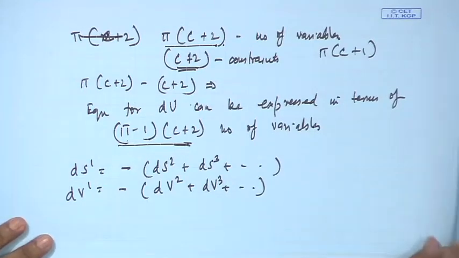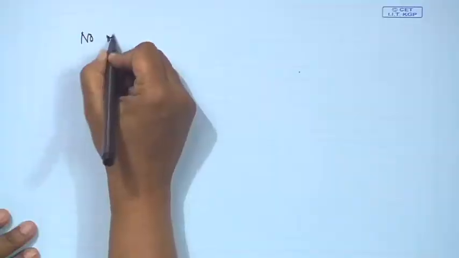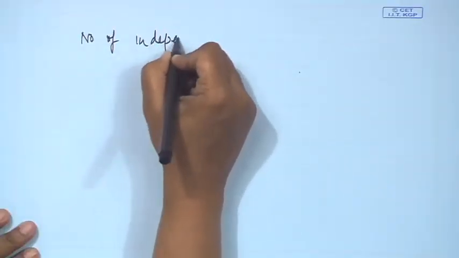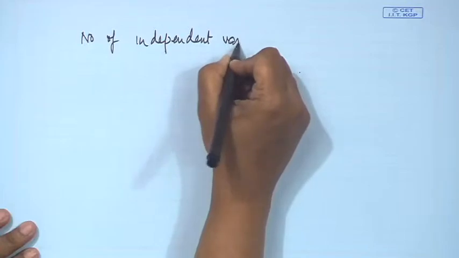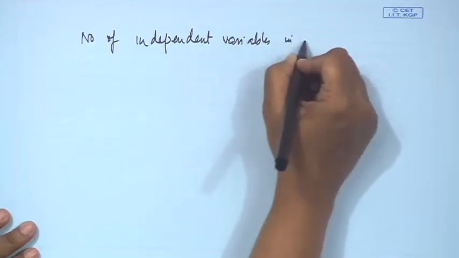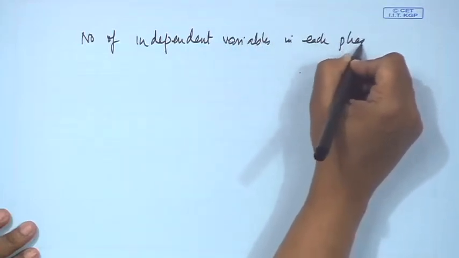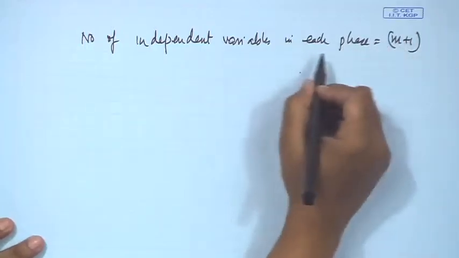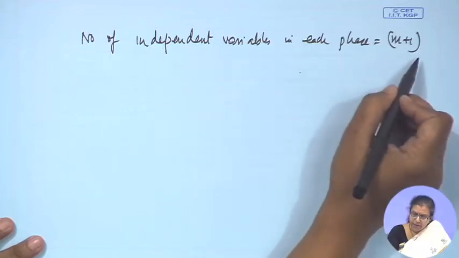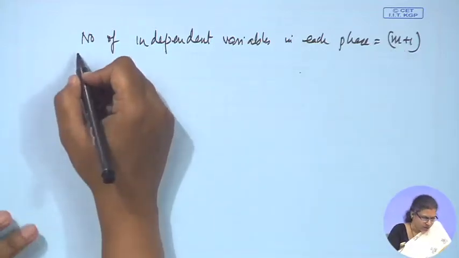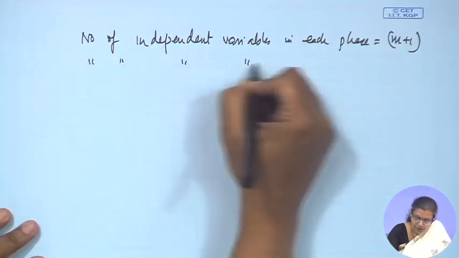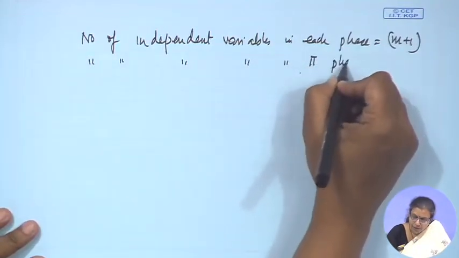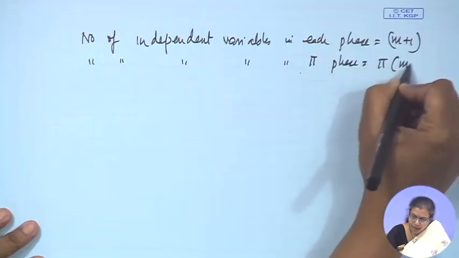So therefore, from here, what do we find? We find that in this particular case, the actual number of independent variables in each phase is m plus 1, since the Gibbs-Duhem equation relates the mth variable with the m plus 1 variables. So therefore, the number of independent variables in pi number of phases should be equal to pi into m plus 1, right?